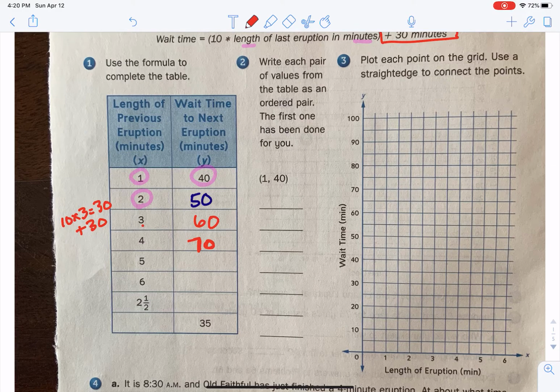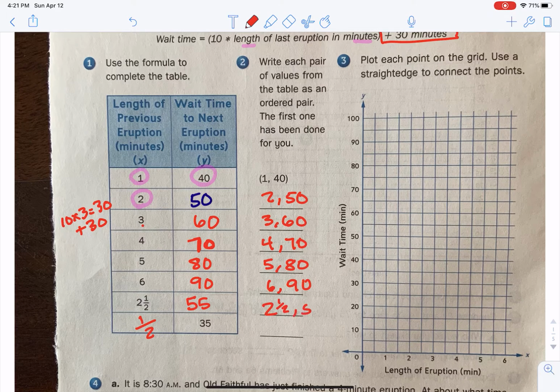All right, hopefully you finished this chart. You have 5 to 80, 6 to 90, 2.5, that's kind of tricky, 55. 35 would be half a minute. So we're going to draw these out on the grid: 3 and 60, 4 and 70, 5 and 80, 6 and 90, and 2.5 to 55, 1/2 to 35.